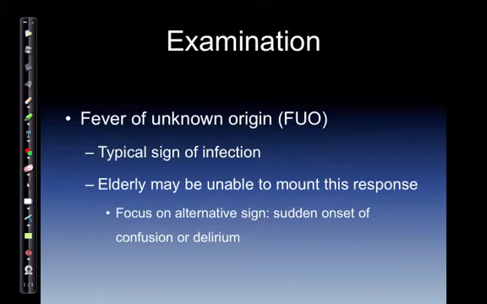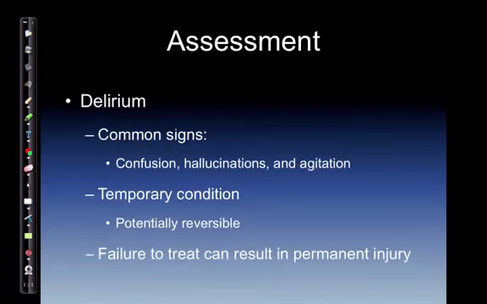An examination, fever of unknown origin, a typical sign of infection. The elderly may be unable to mount this response. Focus on alternative signs, sudden onset of confusion or delirium, or altered mental status. In the assessment, delirium, common signs: confusion, hallucinations, and agitation. Temporary condition, potentially reversible. Failure to treat can result in possible permanent injury.